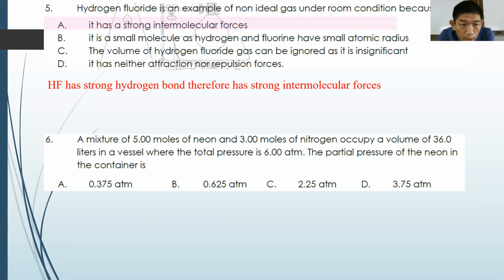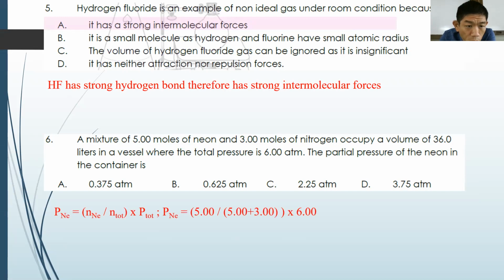Number 6, a mixture of 5.0 mole of neon and 3.0 mole of nitrogen occupies a volume of 36.0 liters in a vessel where the total pressure is 6.0 atmosphere. The partial pressure of the neon in the container is how much? So you use the formula: P neon equals mole of neon over n total times P total.